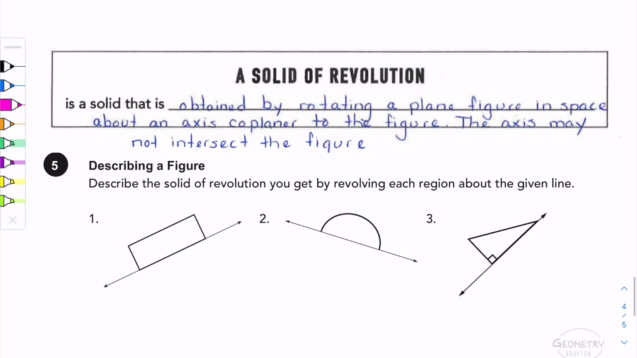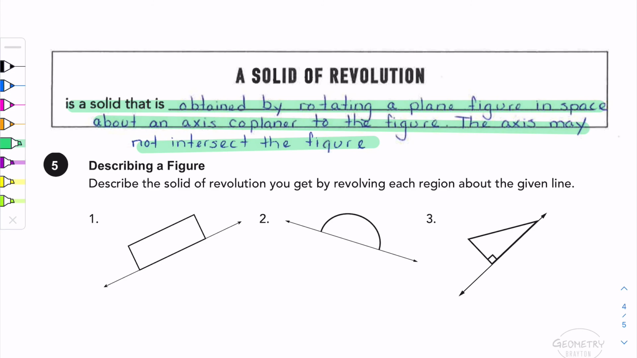And the last part of today's notes is talking about solids of revolution, which is a huge topic when you get to things like three-dimensional calculus and beyond in math classes. For geometry, we are talking about the bare minimum of a solid of revolution. And this would be a solid that is obtained by rotating a plane figure in space about an axis coplanar to the figure. The axis may not intersect the figure.